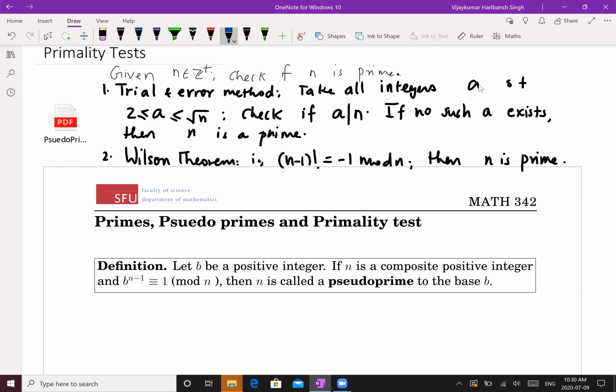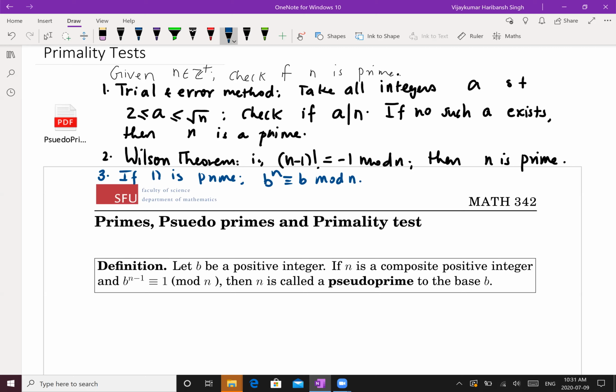Third, we are hoping to see if we can use Fermat's theorem. So recall, Fermat's theorem tells you if n is prime, then we have b to the power n is congruent to b mod n. So clearly, if there is a b such that b to the n is not congruent to b mod n, then we can say right away that n is composite.